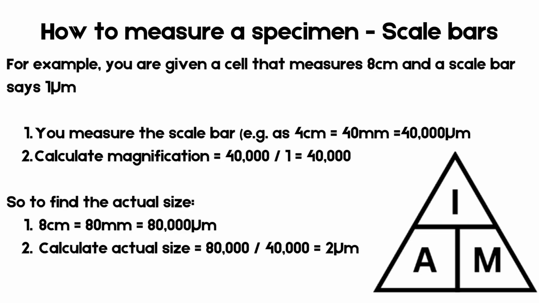For example, you are given a cell that measures 8 centimeters and a scale bar that says 1 micrometer. You measure the scale bar as 4 centimeters, which is the same as 40,000 micrometers. Then calculate the magnification by doing 40,000 divided by 1 to get 40,000. So, to find the actual size, convert 8 centimeters to 80,000 micrometers and calculate the actual size by dividing 80,000 by 40,000 to get 2 micrometers.